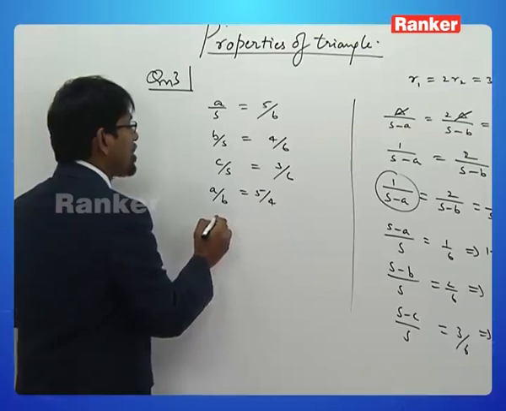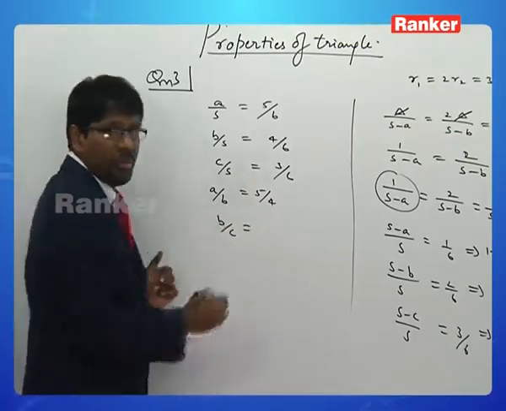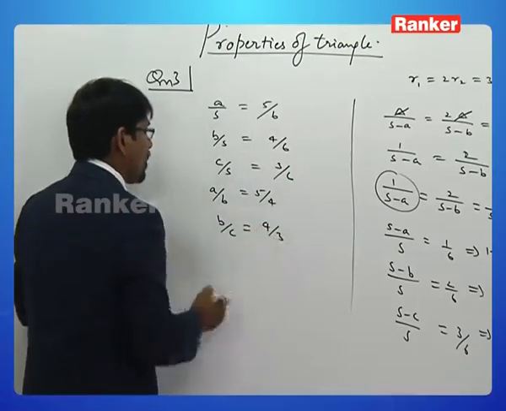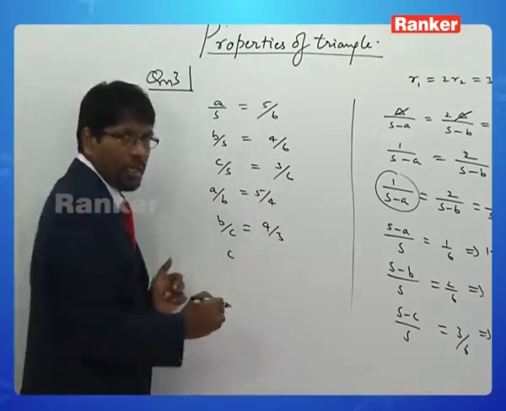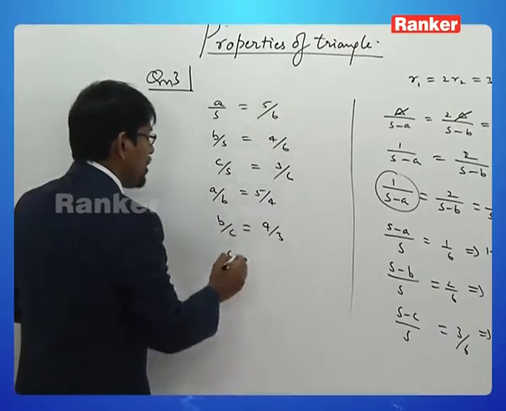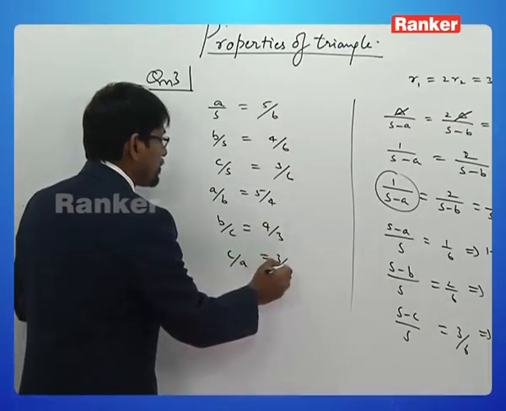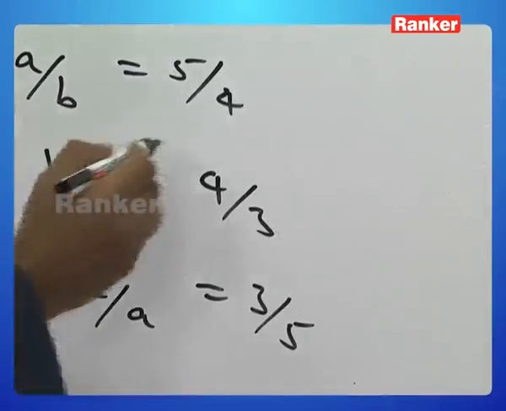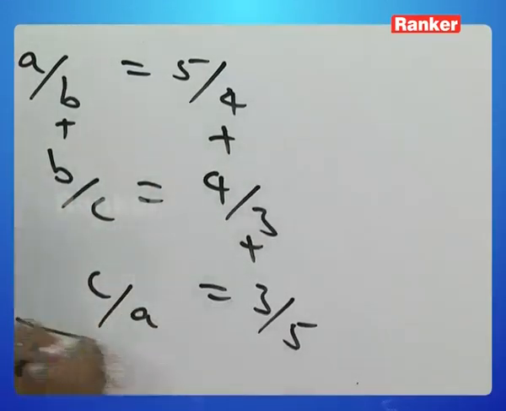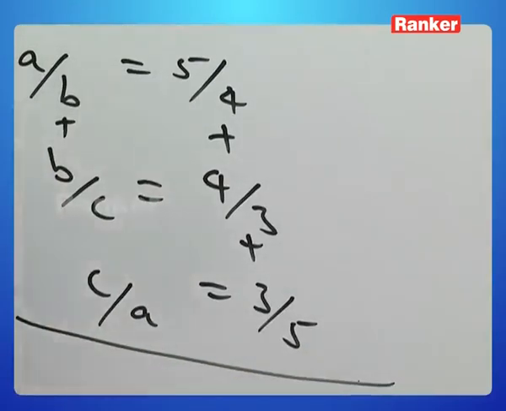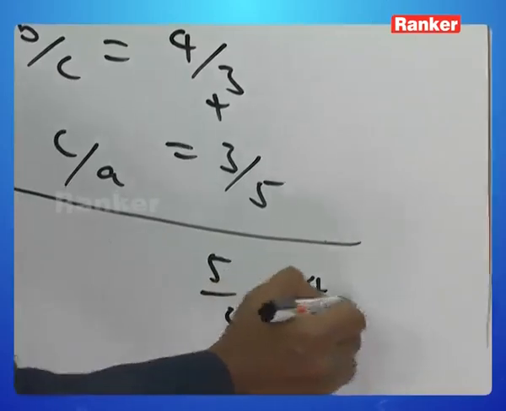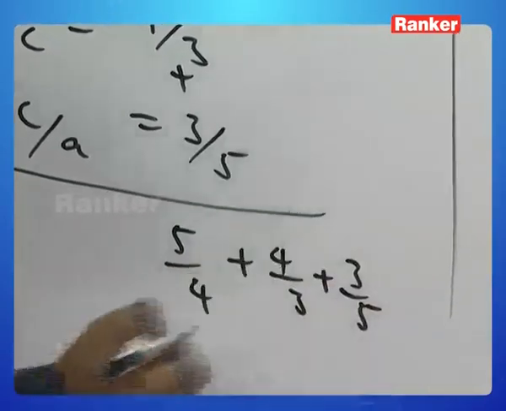What about B by C? B by C will be 4 by 3. What about C by A? C by A would have been this divided by this, that is 3 by 5. So we just need to add up all these three now. A by B plus B by C plus C by A is what you require. So 5 by 4 plus 4 by 3 plus 3 by 5.